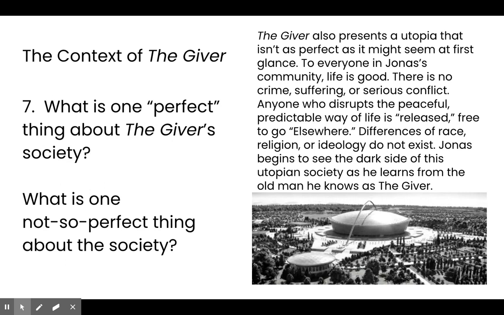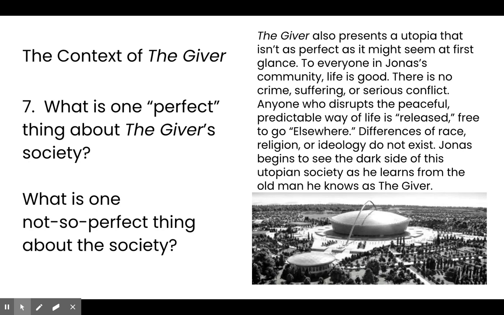Now to number 7. What is one perfect thing about the Giver's society? What is one not so perfect thing about the society? So now we move on to our story, The Giver. The Giver also presents a utopia that isn't as perfect as it might seem at first glance.